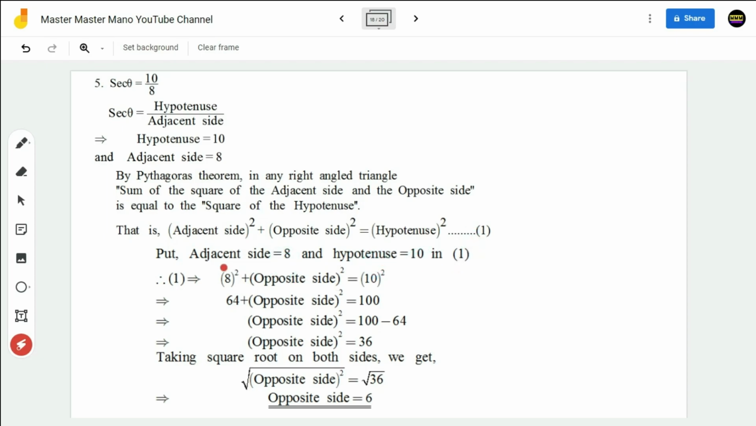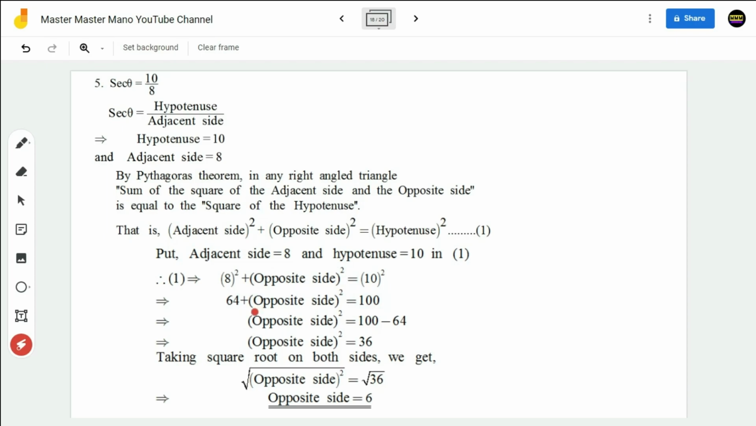On substituting these values in the first equation, it will become 8 square plus opposite side square, written as opposite side square equal to hypotenuse square, written as 10 square. When 8 is squared, we will get 64 plus opposite side square equal to 10 when squared it will be 100.